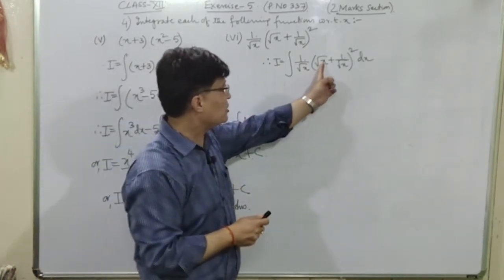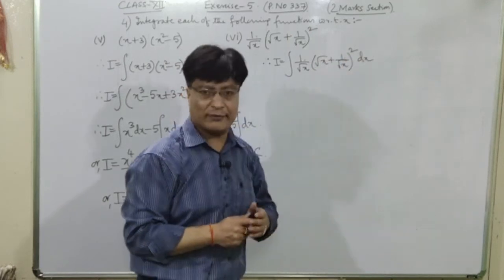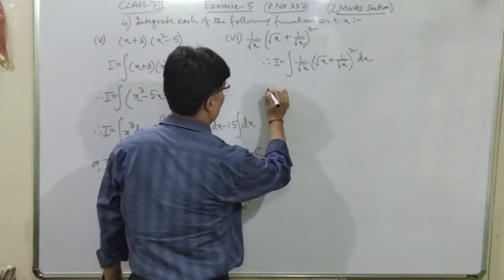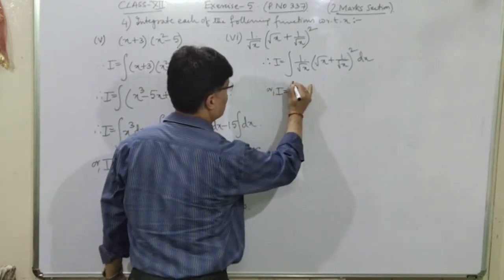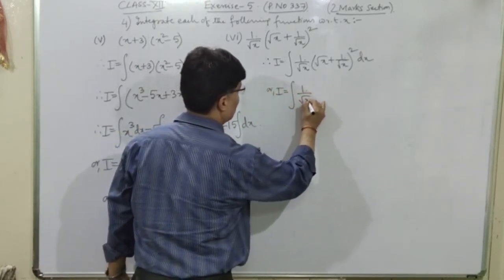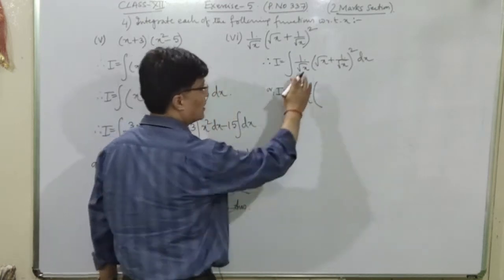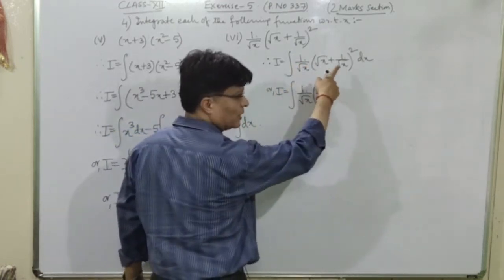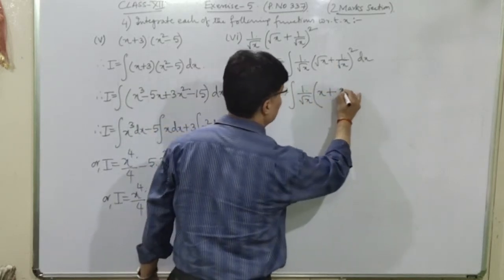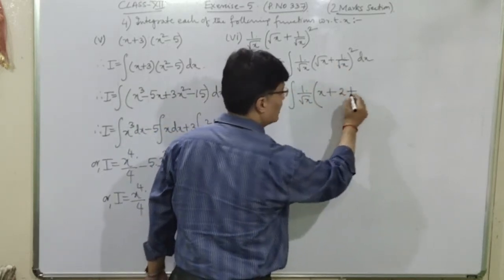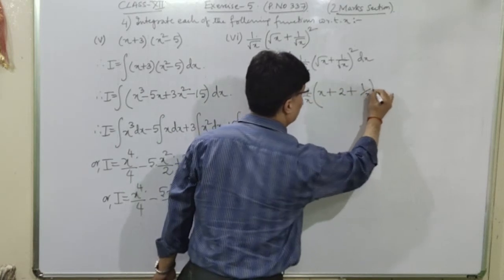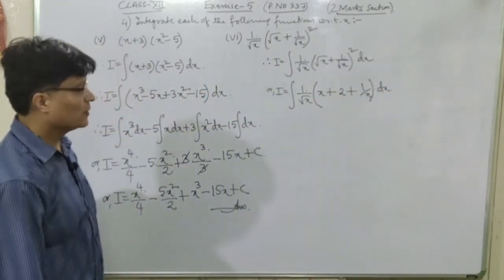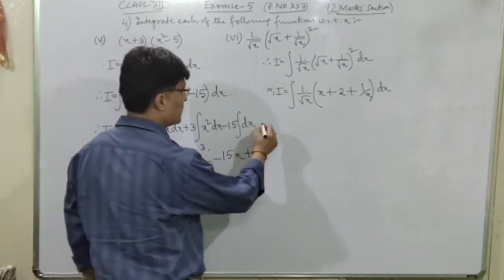That is your (a plus b) whole square, right? So you know the formula a plus b whole square, isn't it? Or let us write down the formula. I is equal to integration of (1 by root x) within bracket: a square means x, plus twice ab, 2 into root x into 1 by root x, that is your 2, plus (1 by root x) whole square, that is your 1 upon x, bracket closed, then it is dx. Is that clear? Now let us simplify it further.